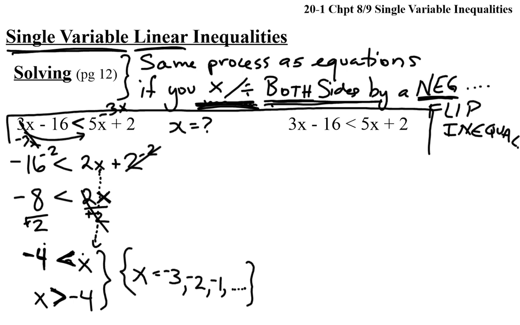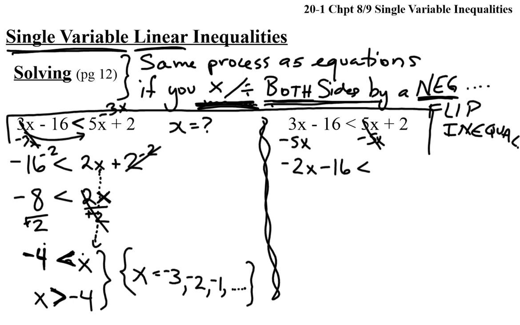Now, let's solve the exact same inequality, but instead of moving the 3x over to the right, let's move the 5x over to the left. And if we're going to do that, here we go. Subtract 5x, subtract 5x. That leaves us with a negative 2x minus 16 less than 2.